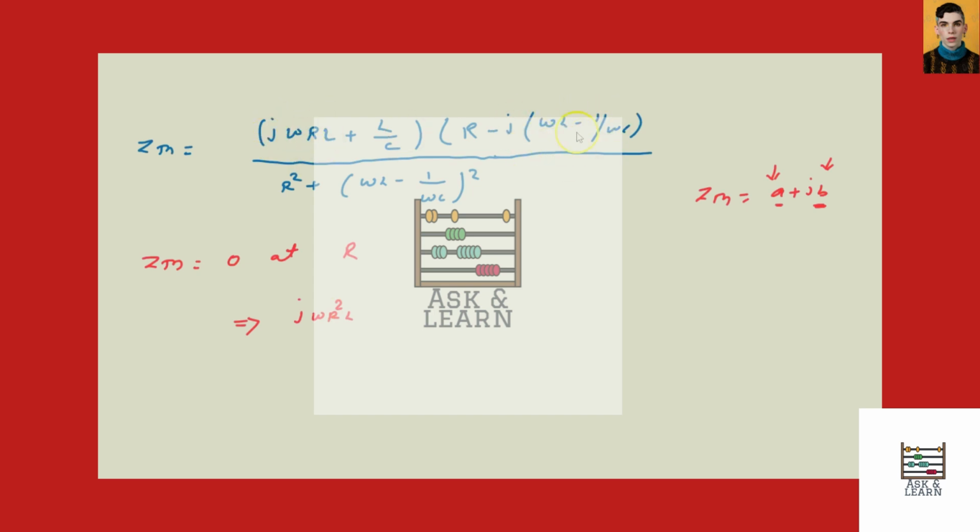then it gives a real value, so we have to ignore this. If we multiply L upon C by R, it also gives a real value, so again we ignore it. And if we multiply L upon C by this term, then it gives the complex quantity. So we write minus j L upon C times omega L minus 1 upon omega C equals 0.